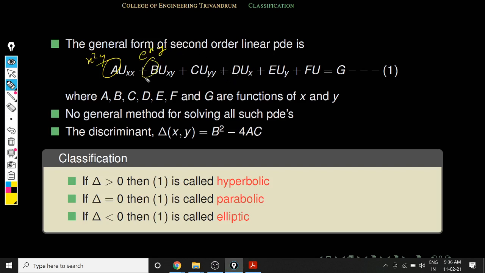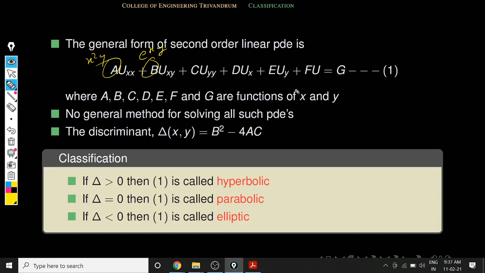Okay, in general, A, B, C, D are functions of x and y. You got it? So this is the general form of a second order linear PDE. Okay, so now we are going to discuss what is the canonical form of the second order PDE. Why are we going to discuss canonical form and all?